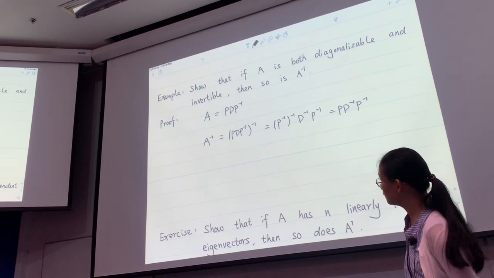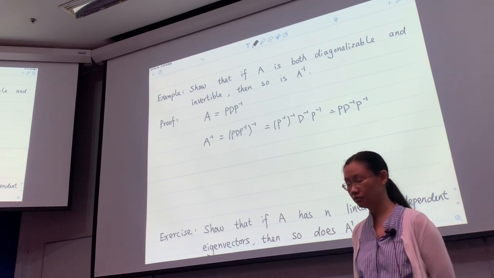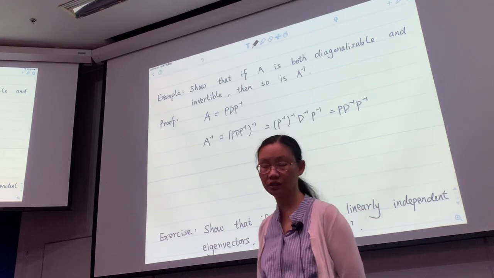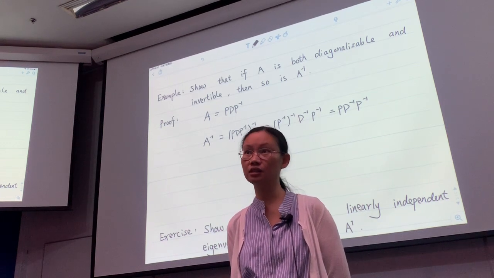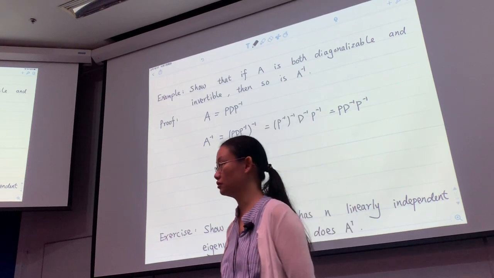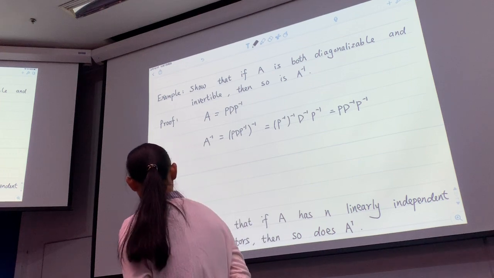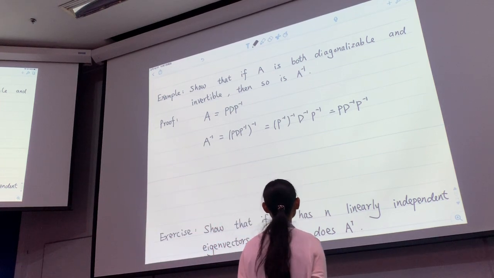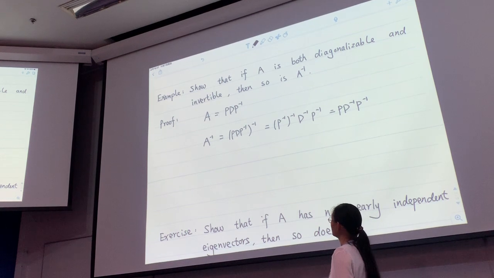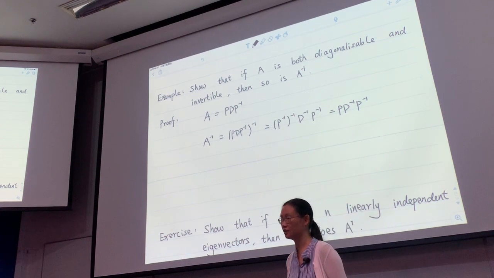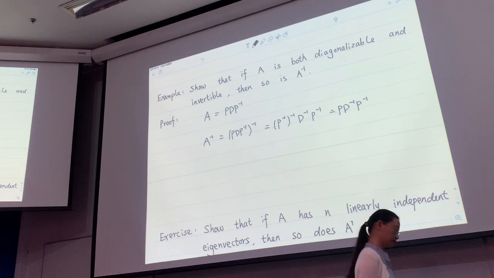And because A is invertible, the diagonal entries of D have no 0 involved. The determinant of D is not equal to 0 for sure. So that's why A inverse is also invertible and diagonalizable, right? It's very easy to check. Now let's see this one.